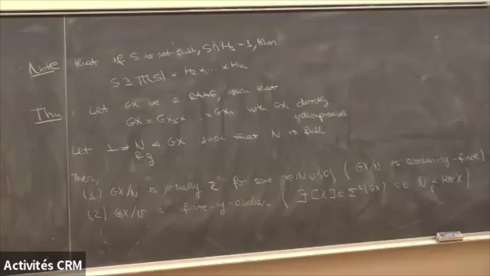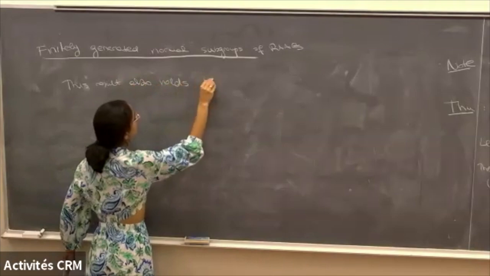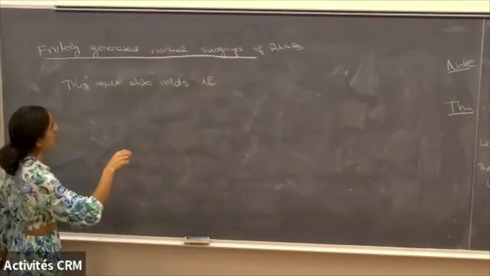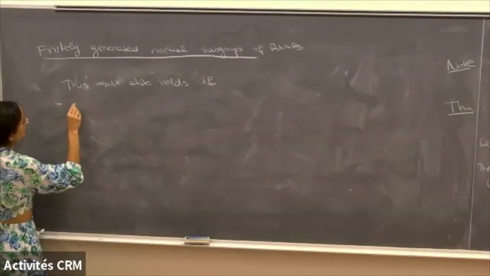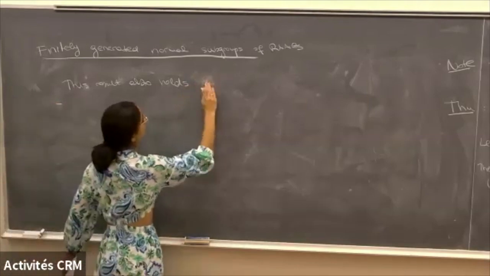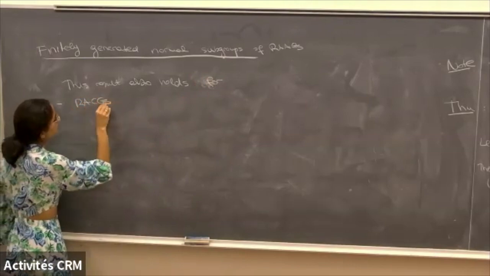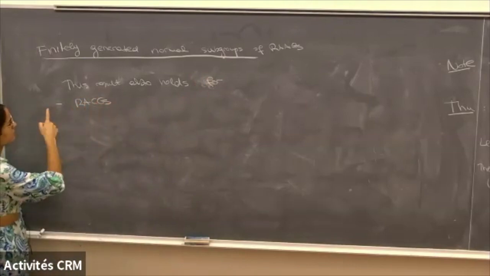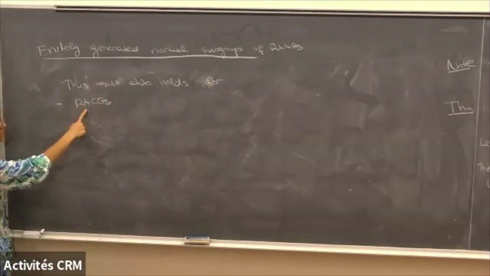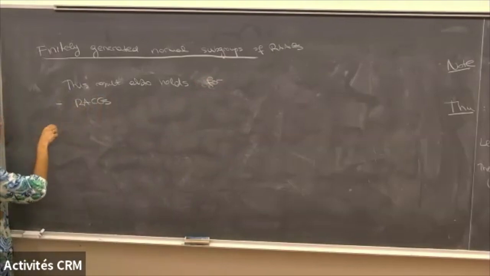And I also want to point out that even though I have stated this theorem for right-angled Artin groups, it also holds for other classes of groups. So this result also holds if my group is a right-angled Coxeter group. So again, if I have a finitely generated normal subgroup in a right-angled Coxeter group, it's co-virtually abelian.